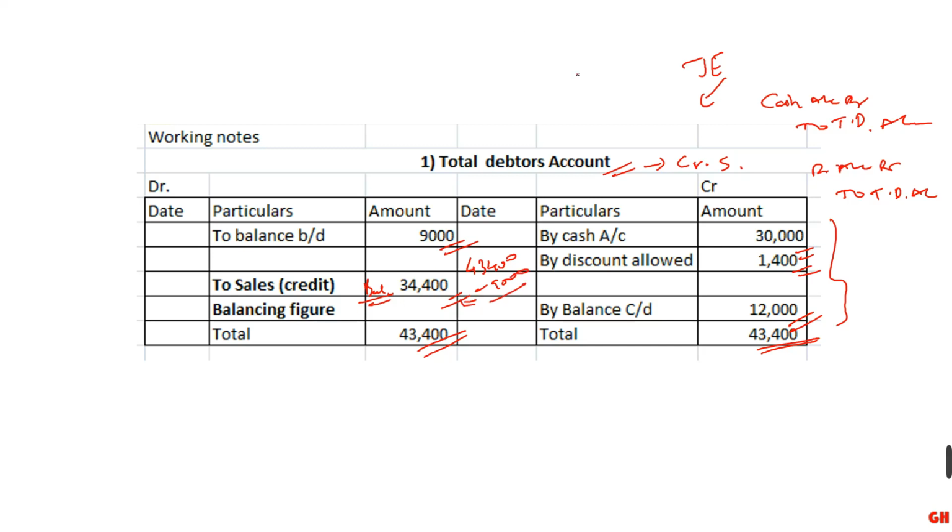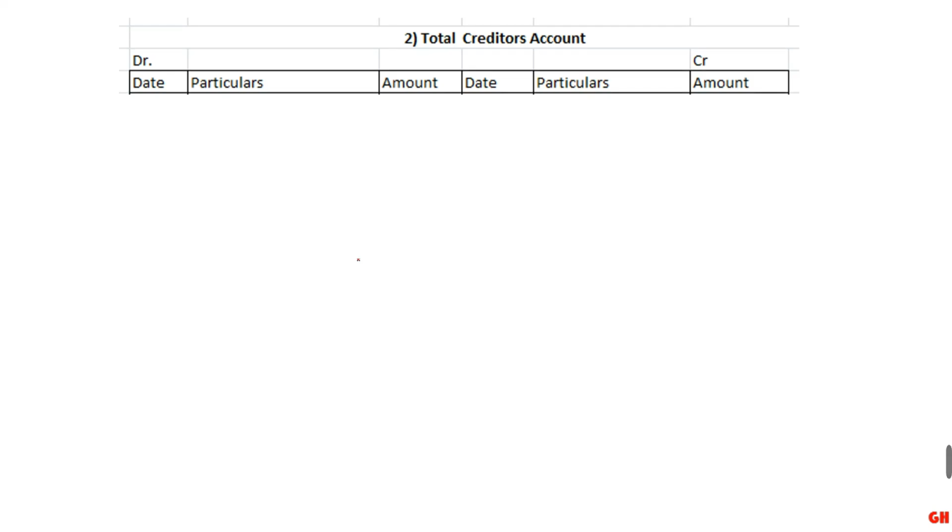The balancing figure is very important to get credit sales, because cash sales plus credit sales is equal to total sales. Total sales will come in the profit and loss account as sales. I will show you that also, format-wise, in how it will appear in your trading profit and loss account. So after total debtors, after getting this very important information, credit sales, now we will prepare the next ledger, that is the total creditors account.